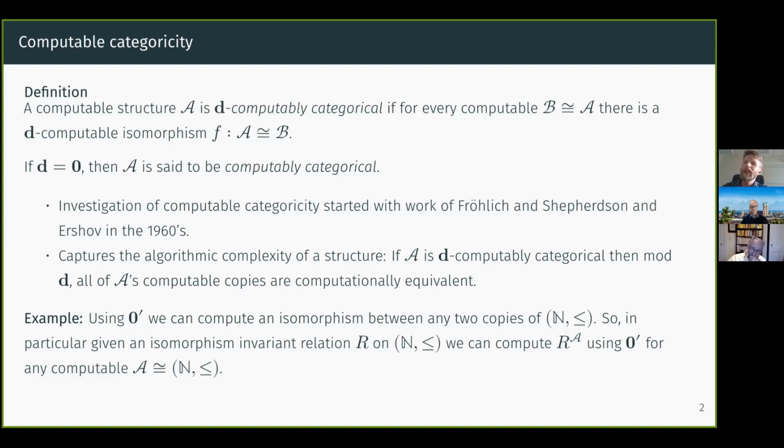And so if I have a relation R that I define on the natural numbers in some way that is invariant under isomorphism, then, sorry, not only using the zero jump, but I need the zero jump and R to compute R^A. So the relation R is equivalent on all the copies, if I know the zero jump, computationally.